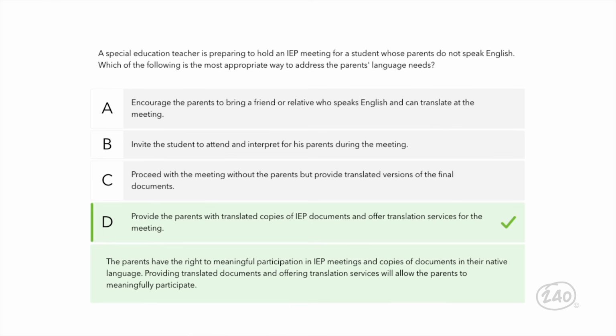Now that's just a small sliver of practice questions to give you an idea about how these concepts are going to be assessed and reflected on the actual test.